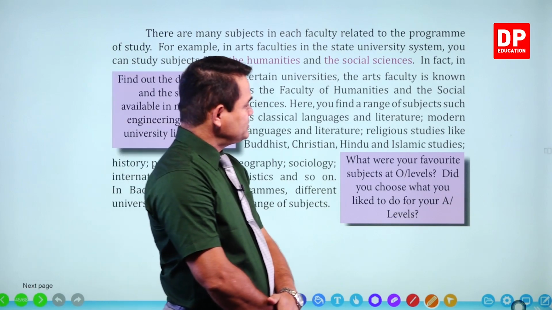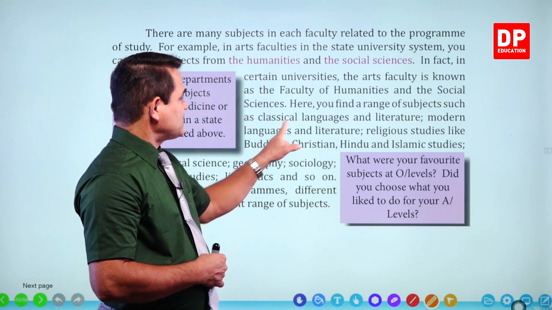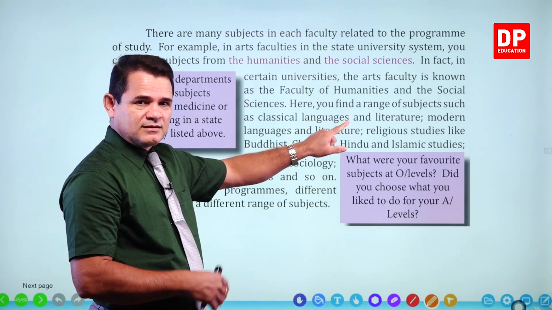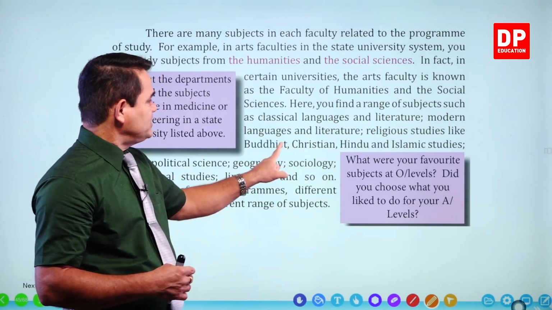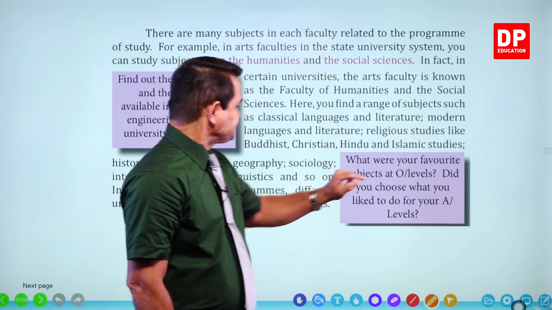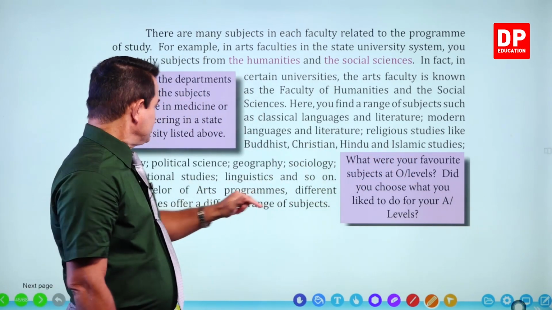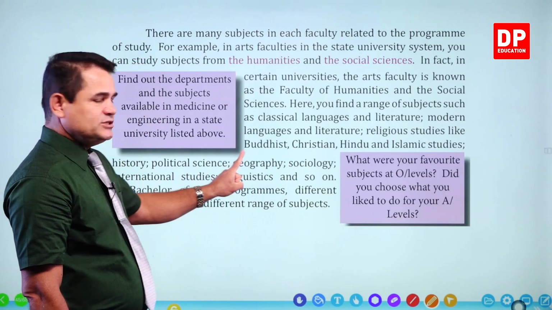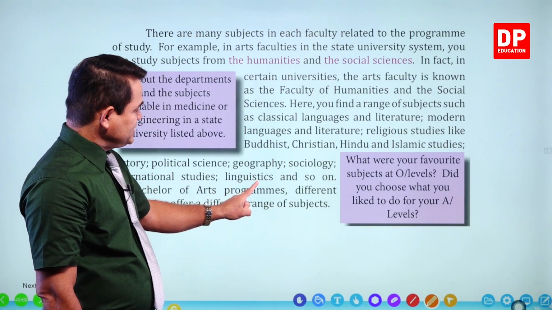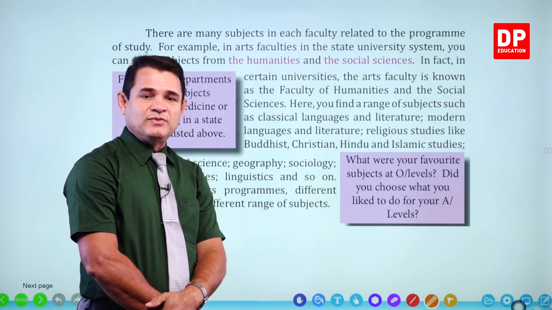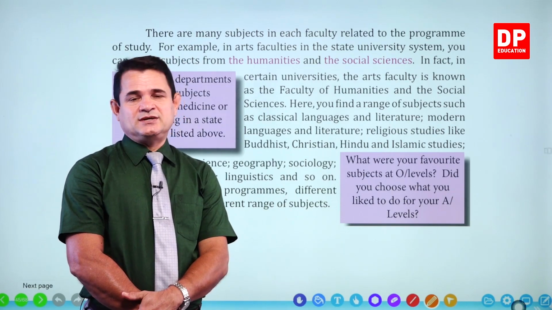Here you find a range of subjects. Okay, a range of subjects, such as classical languages. The subjects are: classical languages and literature, modern languages and literature, and religious studies like Buddhist, Christian, Hindu and Islamic studies, history, political science, geography, sociology, international studies, linguistics and so on. These are some of the subjects that you may learn in arts faculty.